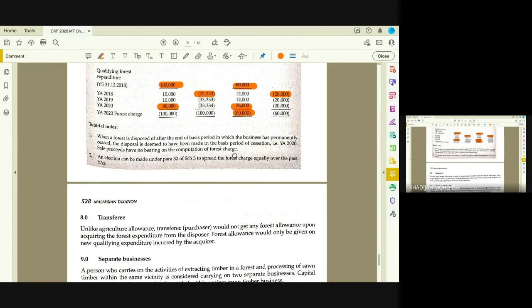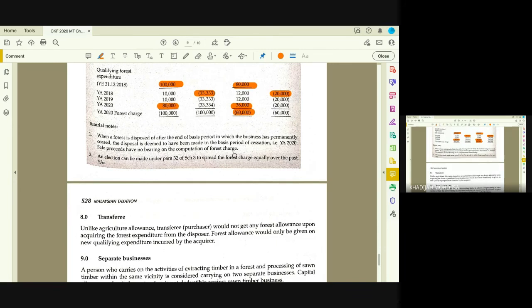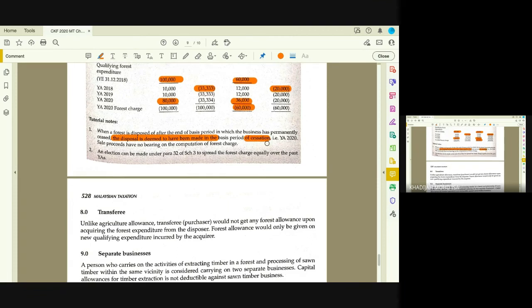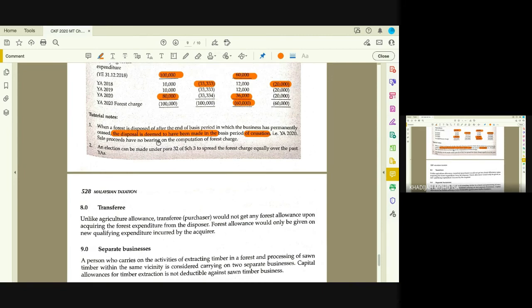All right, when a forest is disposed of after the end of the basis period in which the business has permanently ceased, disposal is deemed to have been made. So here is very important. Disposal is deemed to have been made in the basis period of cessation. Right, not in the year of disposal, but in the year of cessation. In this case, it is YA 2020. Sales proceeds have no bearing. Sales proceeds are disregarded in the computation of your forest charge.